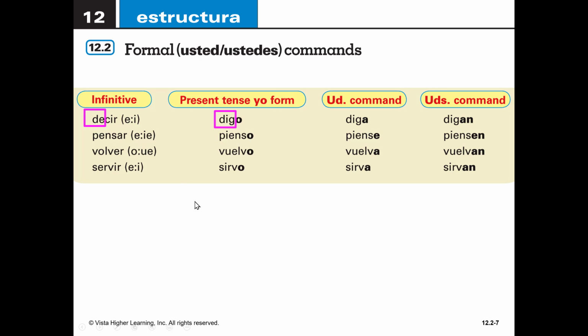The rest of them are examples of verbs where the stem changes. Pensar becomes pienso. Volver becomes vuelvo. Servir, sirvo. We want to make that into a command. After we conjugate it into the yo form, we can just drop that O and add the ending. Si es un verbo que termina en ar, aumentamos e o en. Los verbos que terminan en er e ir, aumentamos a y an.